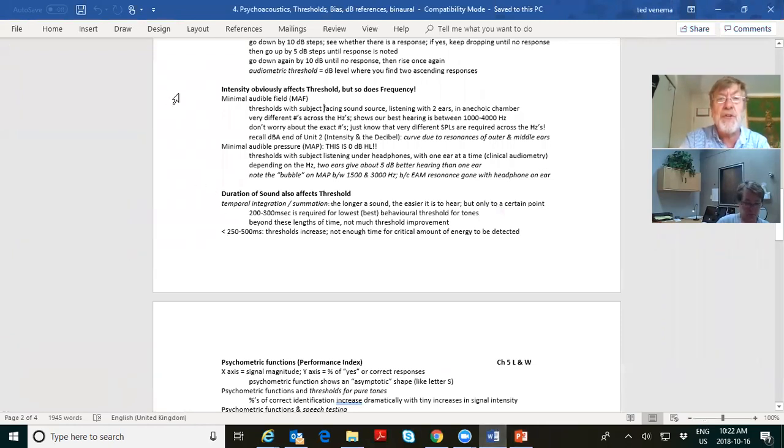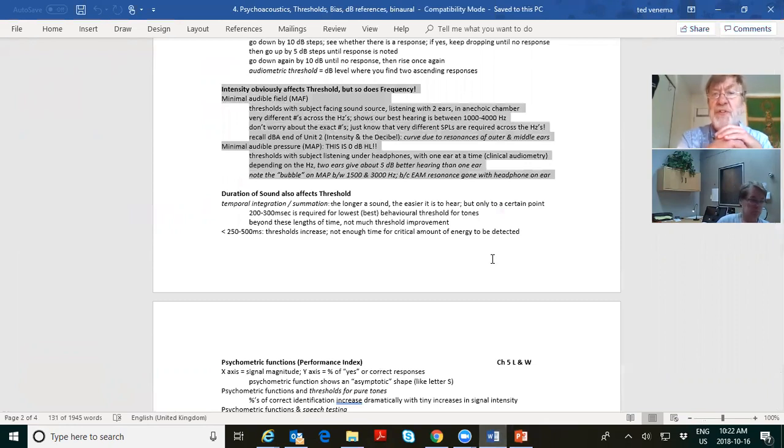Intensity affects thresholds, but so does frequency. Now here I'm just reading this with you. Minimal audible field. Thresholds with subject facing a sound source like a speaker, listening with 2 ears in a soundproof room. Very different numbers across the frequency. Shows our best hearing is between 1,000 to 4,000 hertz.